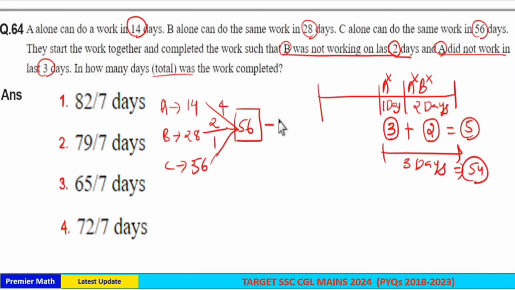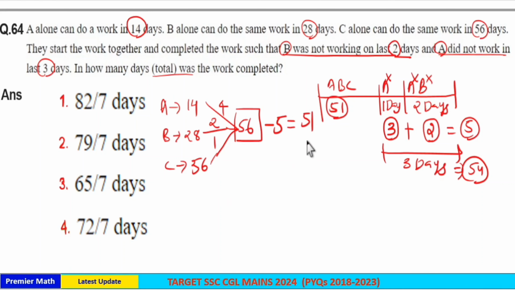Out of this 56, 5 units were completed in 3 days by B and C. So 56 minus 5, 51 units is the remaining work. This 51 units is completed by A, B, C together. Now, A, B and C together can complete 4 plus 2 plus 1, 7 units of work.